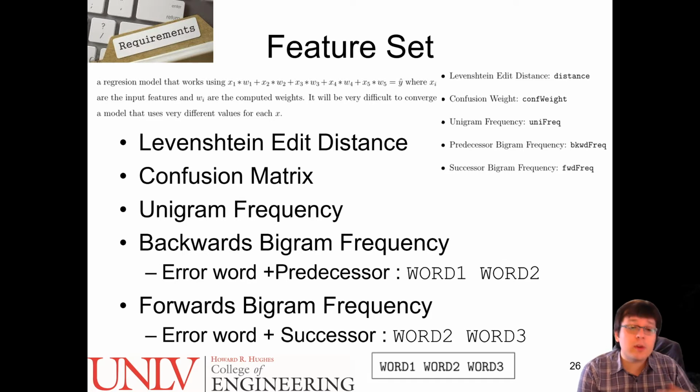And then backwards and forwards bigram frequencies, we have word 1, word 2, and word 3. Word 2 is the one with the error. So what we do is we look at word 1 and word 3. We can see how popular word 1 is and word 2 as a pair of words.